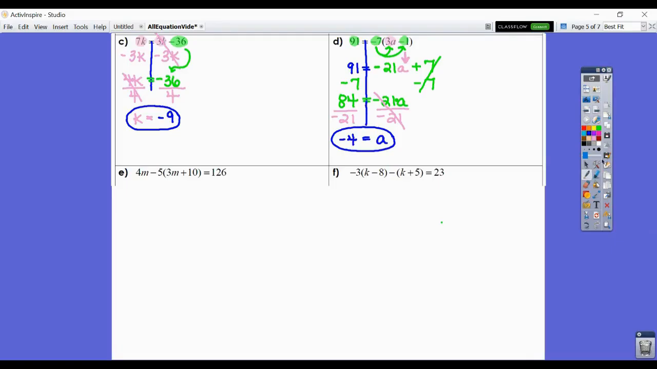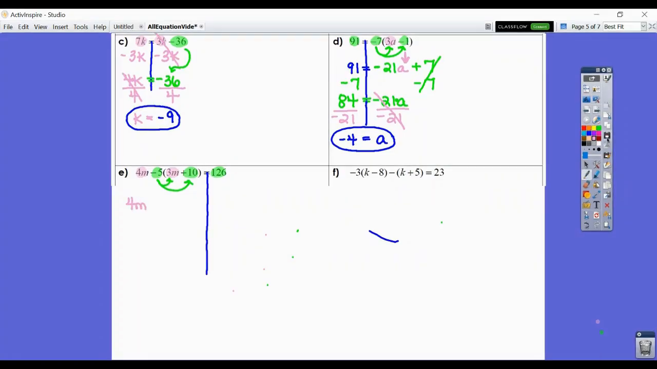In my next example, example E, I have those parentheses again, so I must multiply this negative 5 in front of the parentheses to both terms in the parentheses, my 3m variable term and my plus 10 number term. When I distribute, it's always multiplication here, so keep the 4m as is. Not doing anything with that yet.